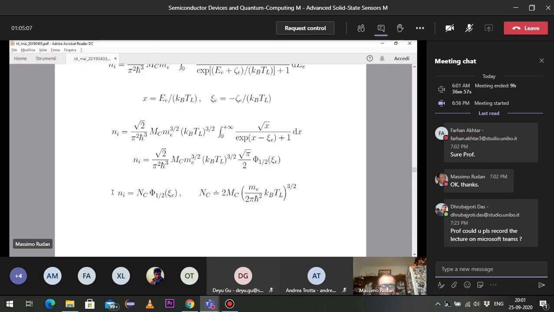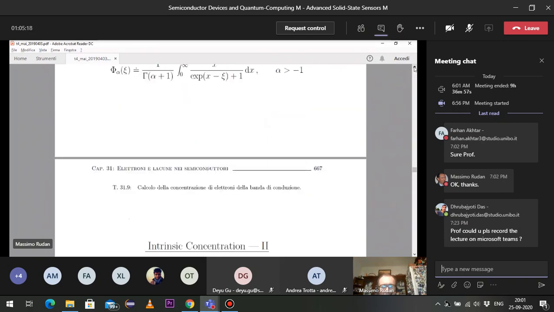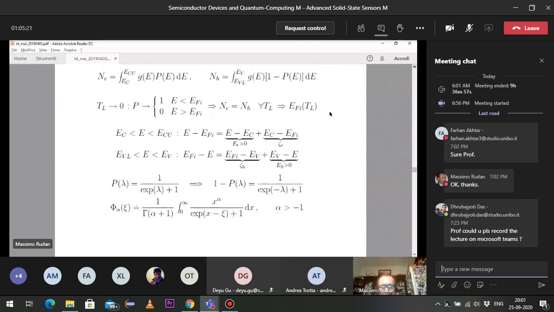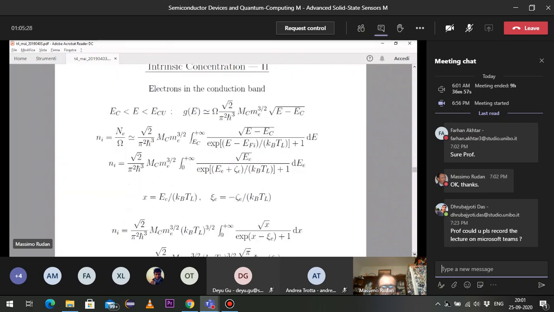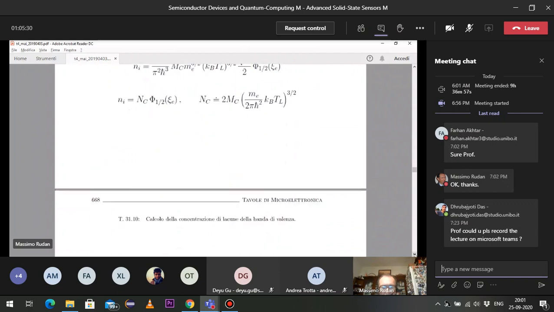Remember, psi e is proportional to Ze, and Ze contains the Fermi level. So for the moment, we don't know the numerical value of the parameter, because we don't know the position of the Fermi level, but we shall find it very soon.